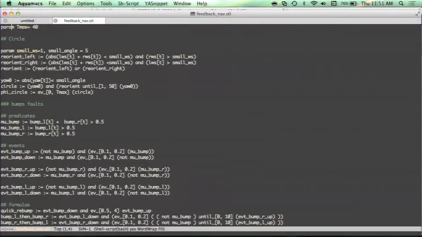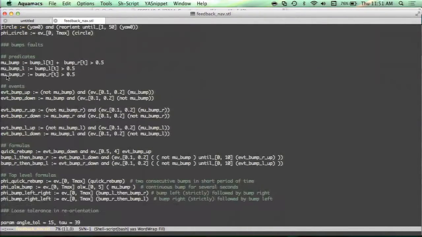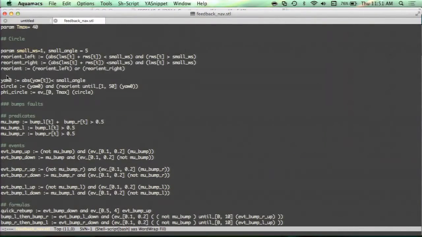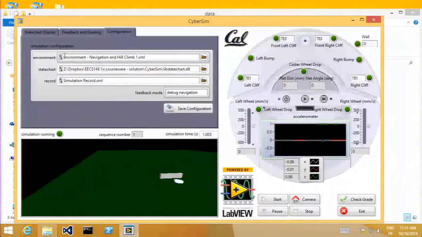So I have a parameter. We have this circle fault. I don't know how many of you bumped into this circle fault. I'm just curious. This is a fault where, okay, let me show you what happens.